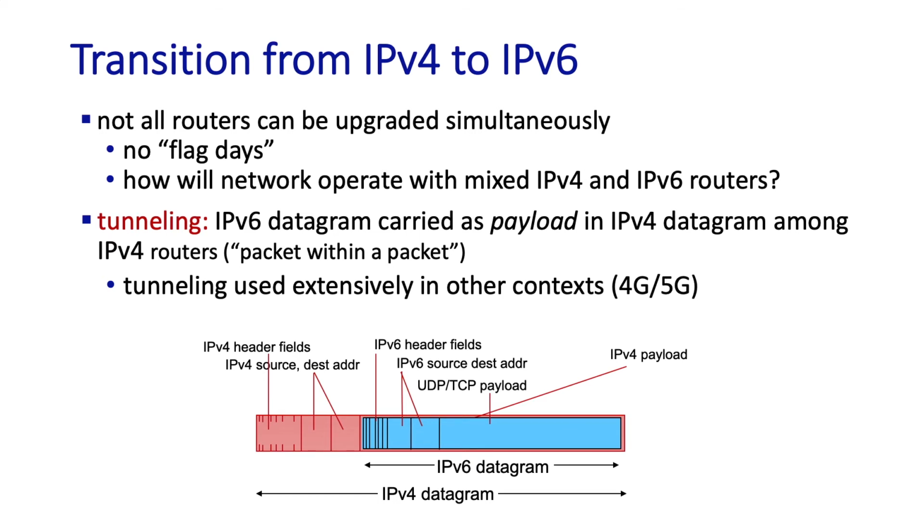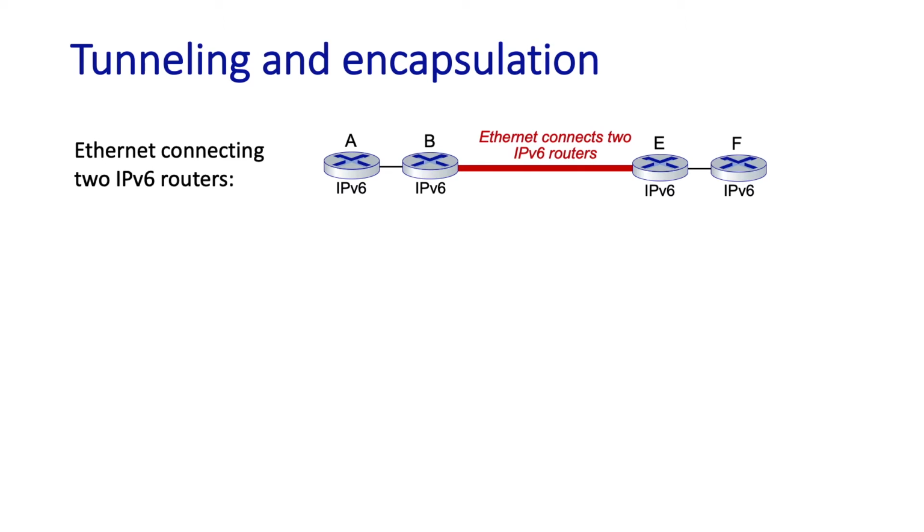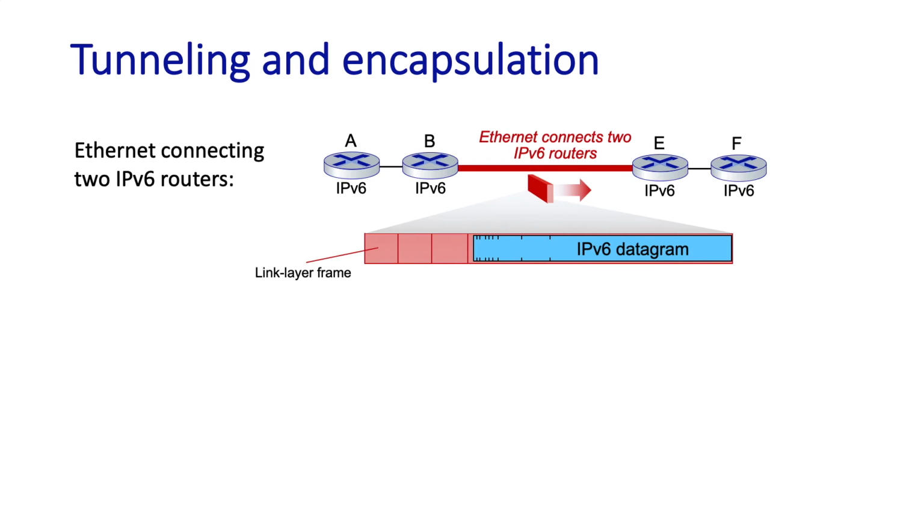Let's see. Here's the way to think about tunneling. Remember what we learned earlier when we were looking at layering and encapsulation way back in our introduction to networking. In this figure here, we see two IPv6 routers physically connected by Ethernet. The link layer Ethernet frame between these two routers carries an IPv6 datagram as its payload, as we see here. This is 100% business as usual, nothing new here.